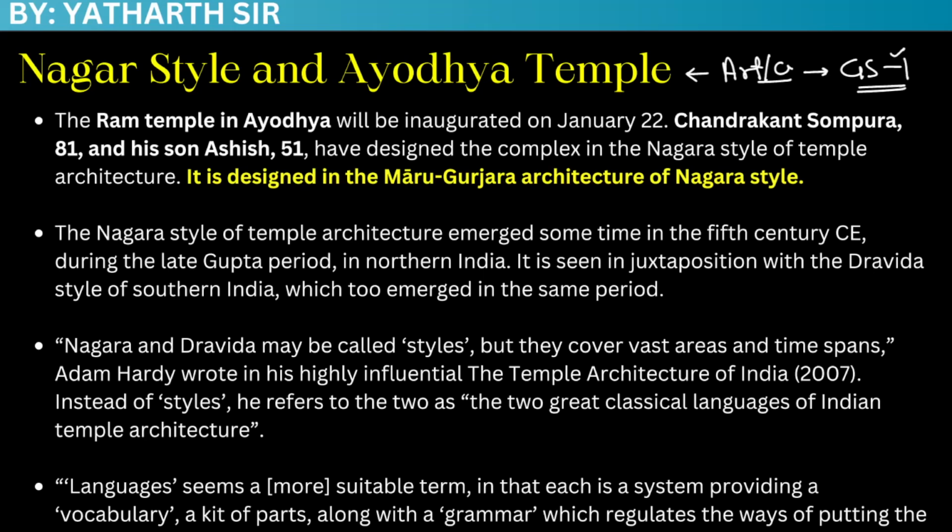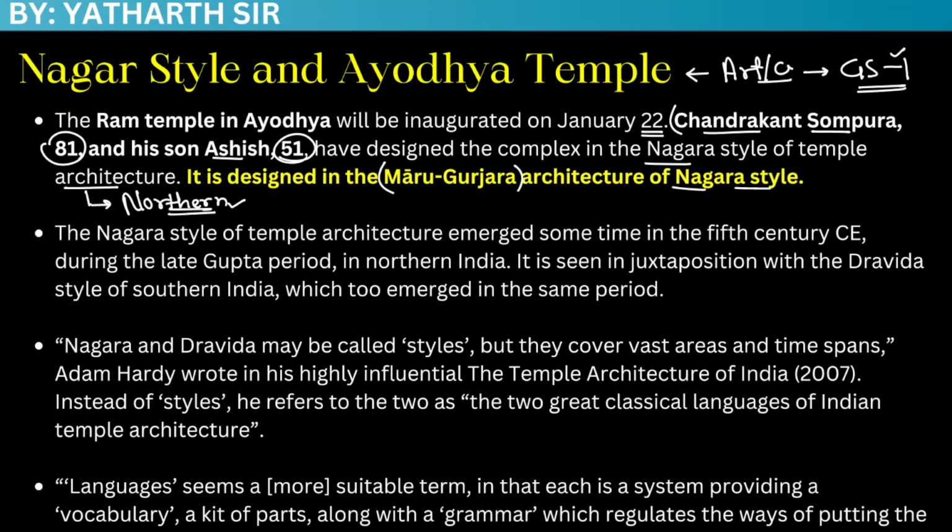So let's see. The Ram Mandir in Ayodhya has been inaugurated already on January 22nd. This is the name of the architect, Chandrakant Sompura, and his son Ashish, 51. The lead artist is 81 years old. So they have designed the complex in the Nagar style of temple architecture. This is the prime style of the northern temple architecture style, and it is designed in the Maru Gurjar architecture of the Nagar style.